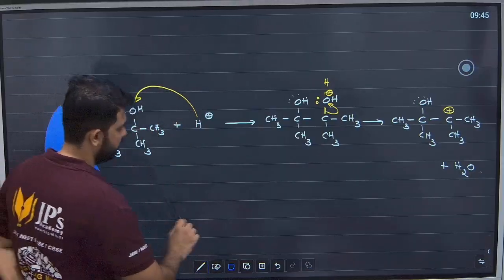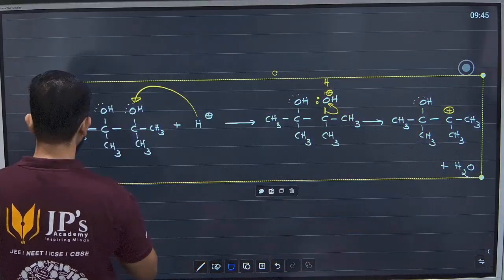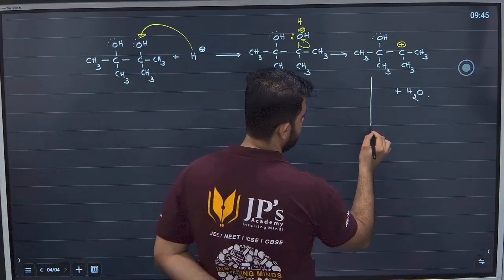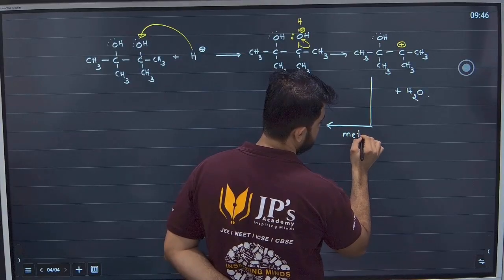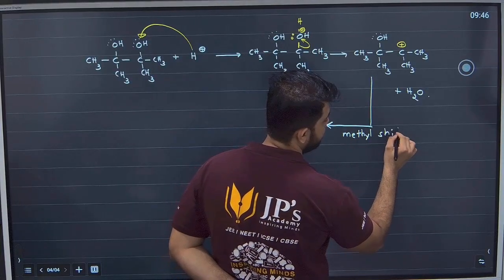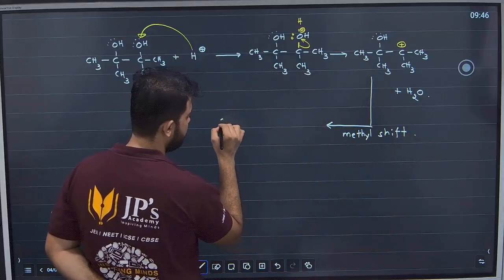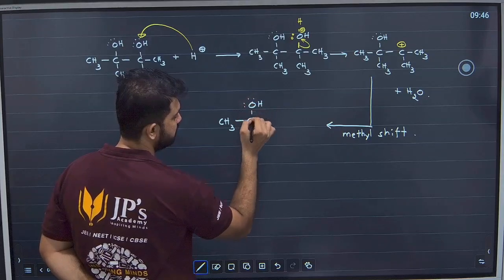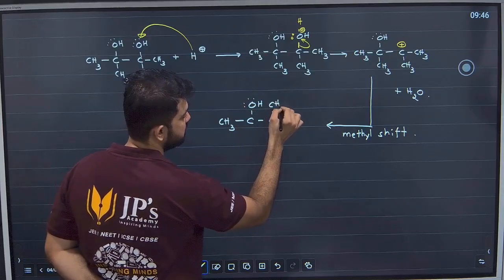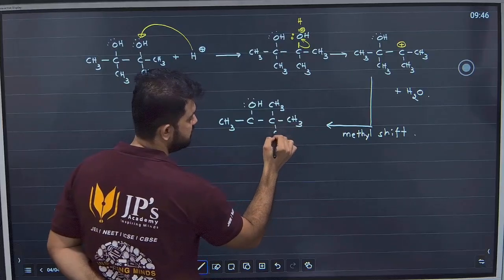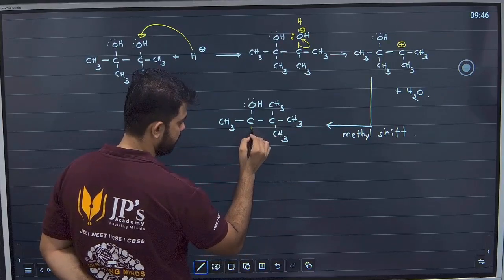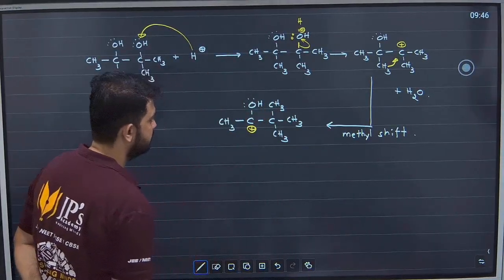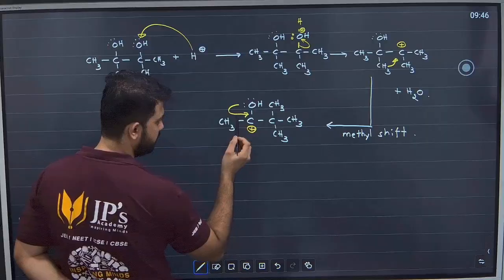Next step, carbocation rearrangement. A methyl shift happens here, look at the methyl shift. So what do we get here? CH3 C OH, C, CH3. Methyl shift done. This carbon gets a, this methyl has shifted, and then finally these electrons will come here.